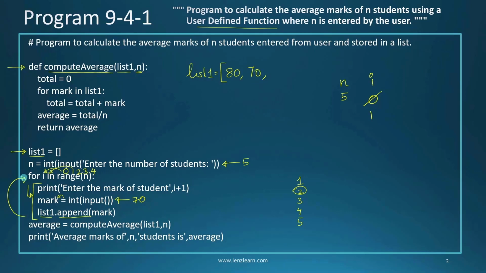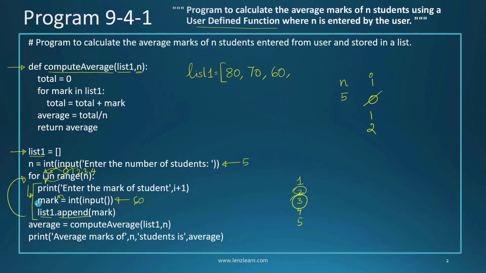Now again the control will go to the for loop. The next value from the range will be taken and loaded into I, so the value of I will be 2 now. It will print enter the marks for the third student. Now if I enter mark 60, that will be stored into mark, and then it will be appended to the existing list. So 60 will be added.